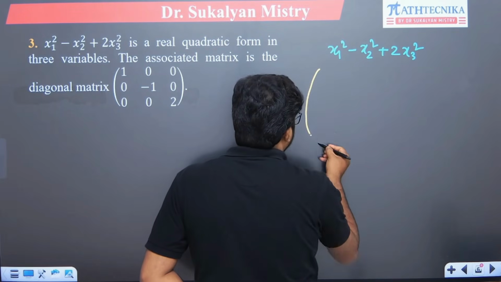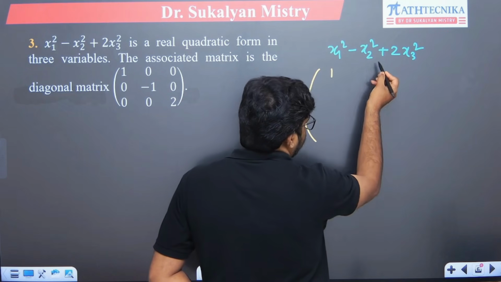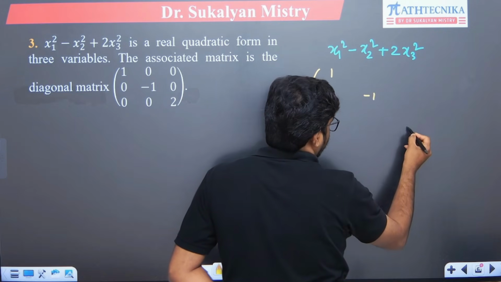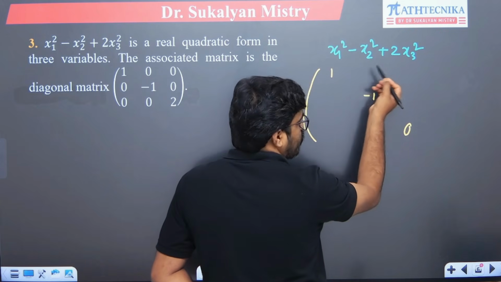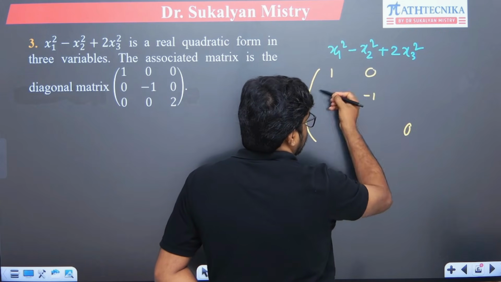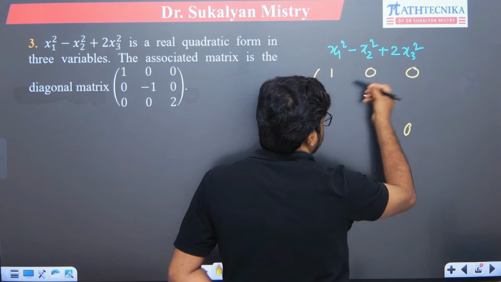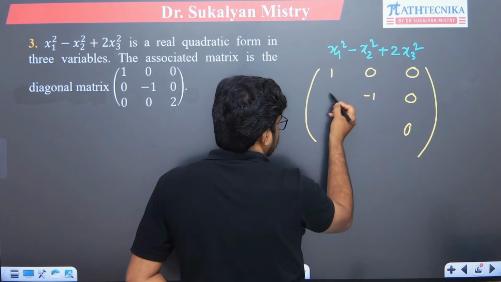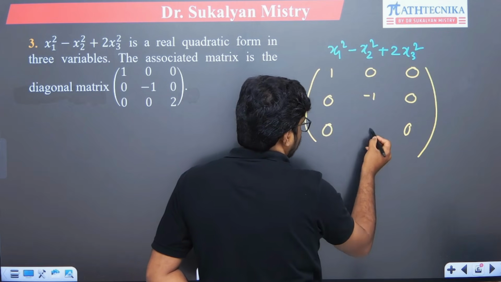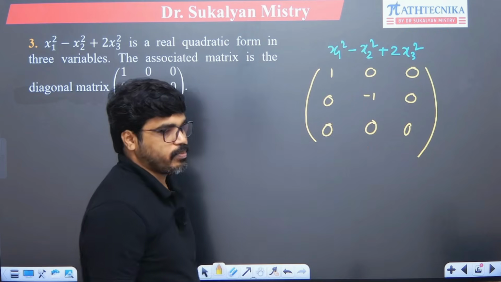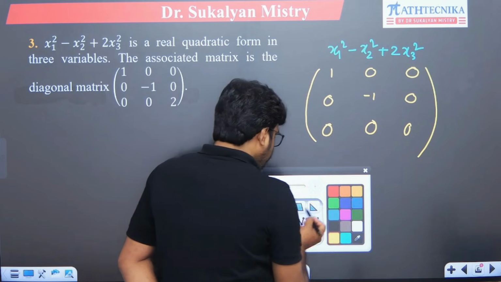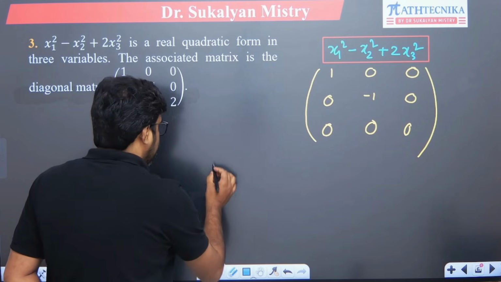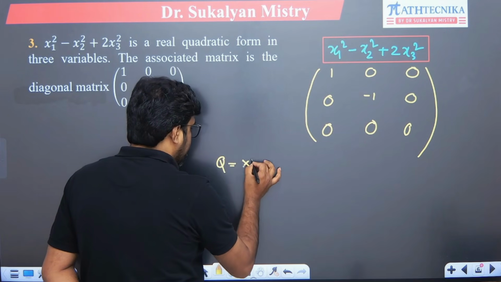So coefficient of x1 square, that is 1, coefficient of x2 square, that is minus 1, x3 absent, coefficient of x3 square, that is 0. 1/2 coefficient of x1 x2 absent, x1 x3 absent, x2 x3 absent, right? So this is a symmetric matrix, so this is 0, this will be 0, this will be 0, and this will be, so this is the associated matrix for this quadratic form.